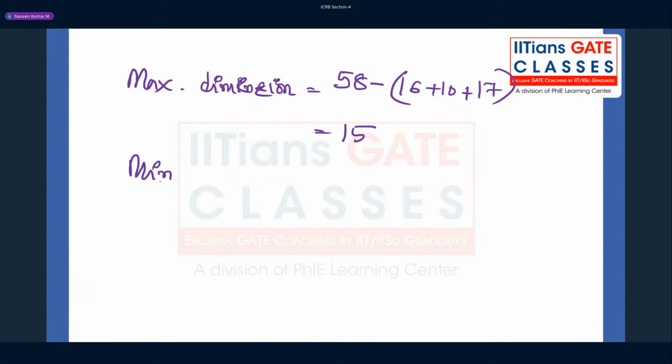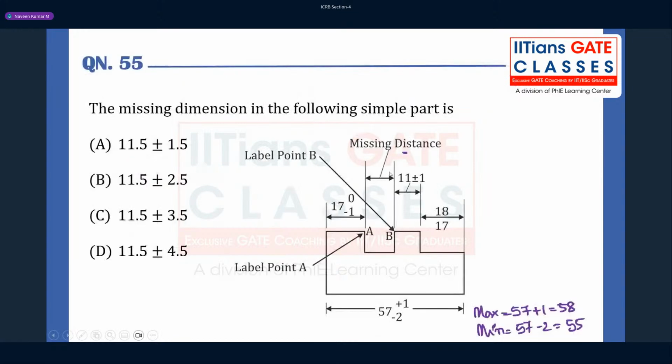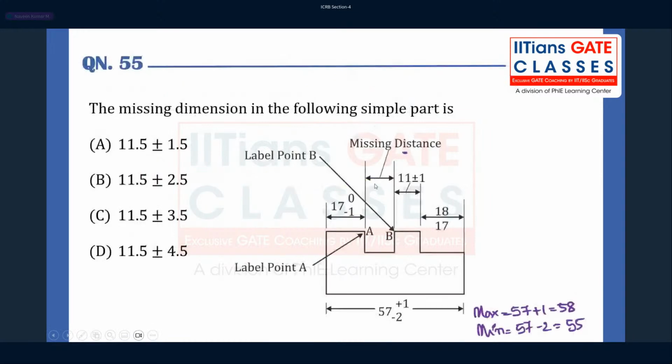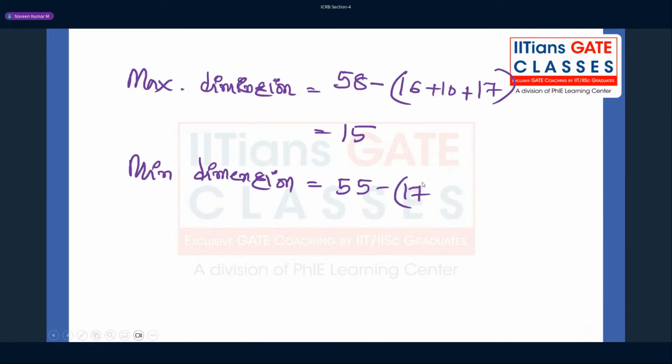Minimum dimensions you can take. That is 55 minus the maximum of the upper ones, 17, 11 plus 1, 12, and 18. So this will be 29 plus 18, 8.